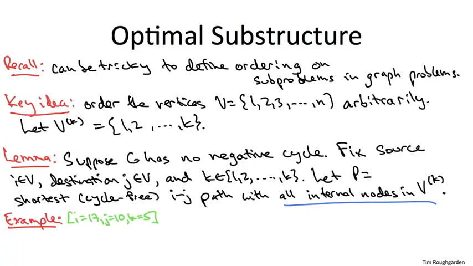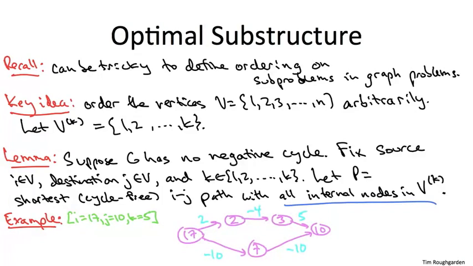Consider the following graph. Imagine this is a little piece of some much bigger graph. Now, I hope it's clear what the shortest path is between 17 and 10. It's the bottom 2-hop path. That path has total length minus 20. On the other hand, for the subproblem we're dealing with, k equals 5.